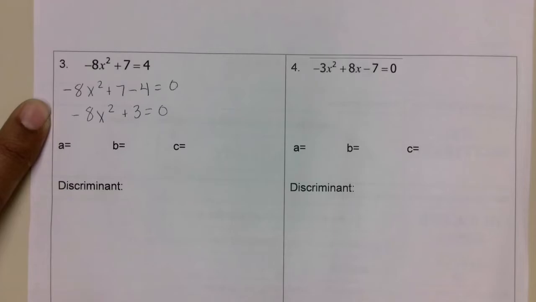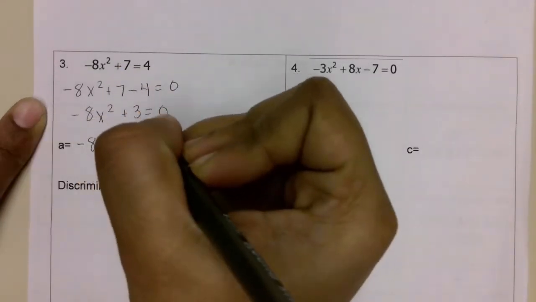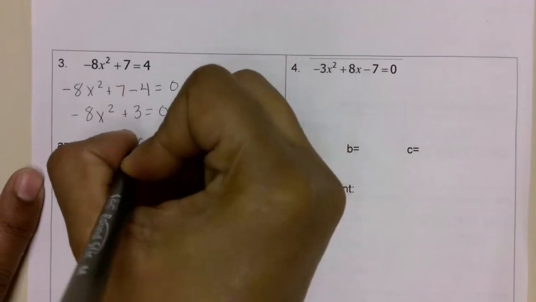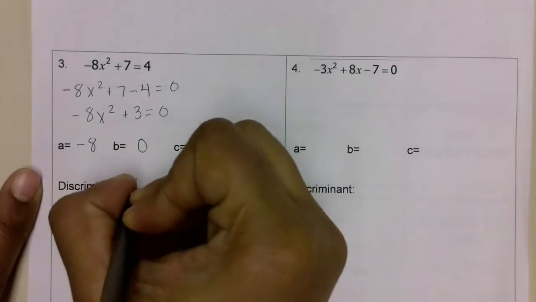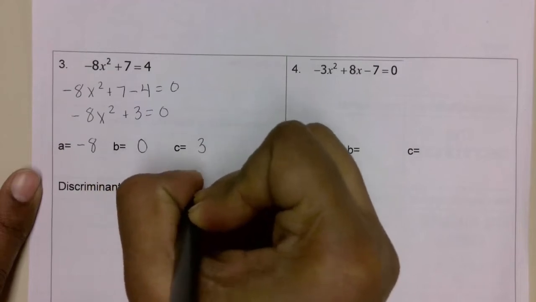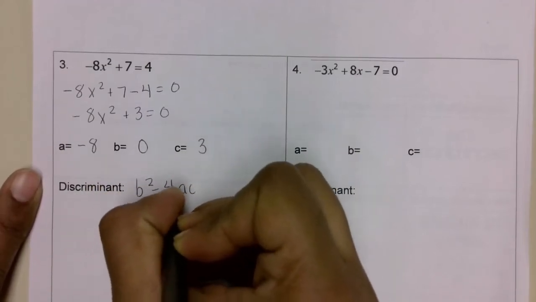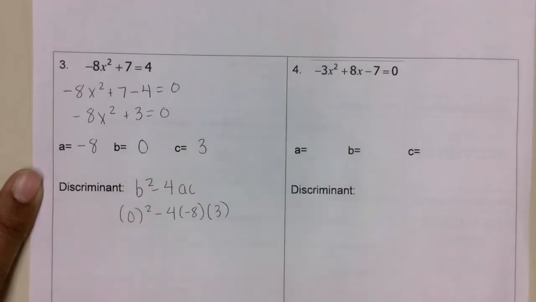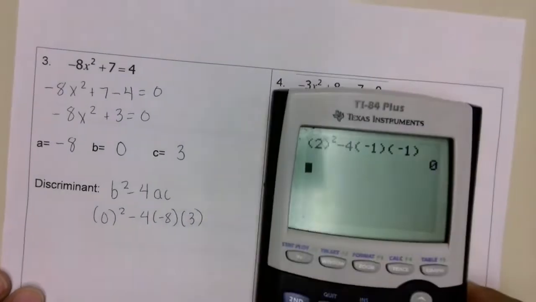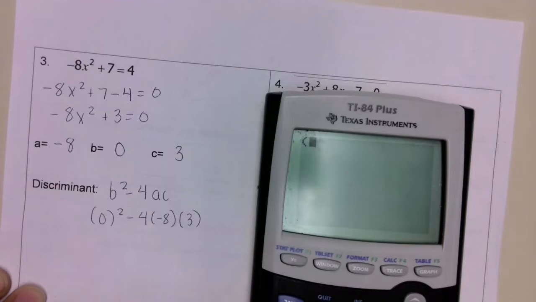Find your a, b, and your c. So your a is negative 8. Your b, I don't see an x term here, that's missing, so I know my b is going to be 0, and my c is 3. All right, find your discriminant, b squared minus 4ac. Make sure you put parentheses around everything you're plugging in. So it's going to be 0 squared minus 4 times negative 8 times c, which is 3. So we've got parentheses 0 squared minus 4 times negative 8 times 3, which gives you 96.